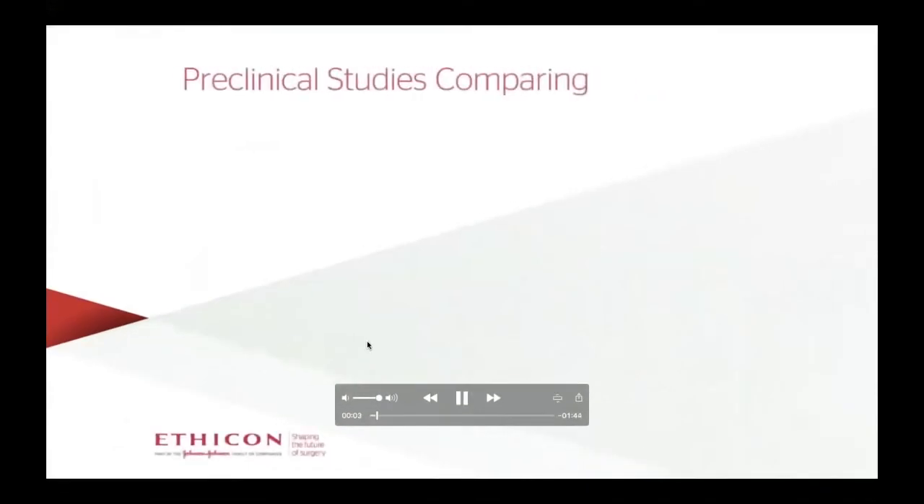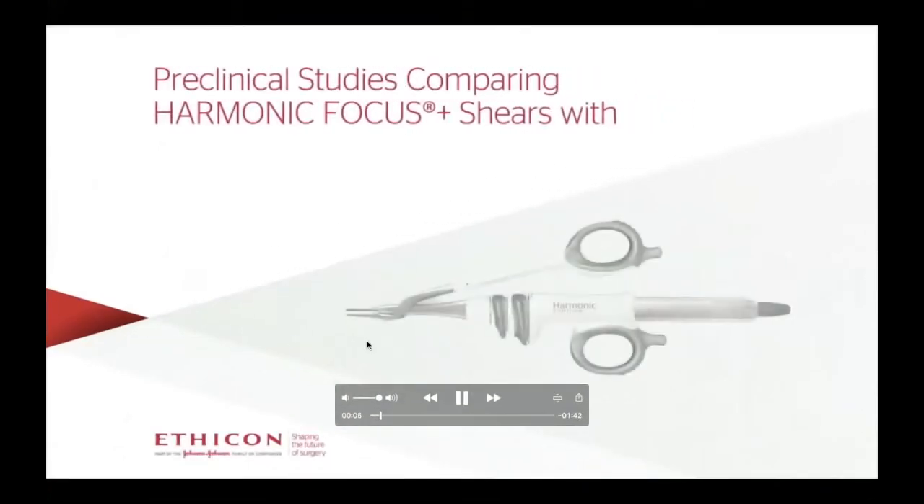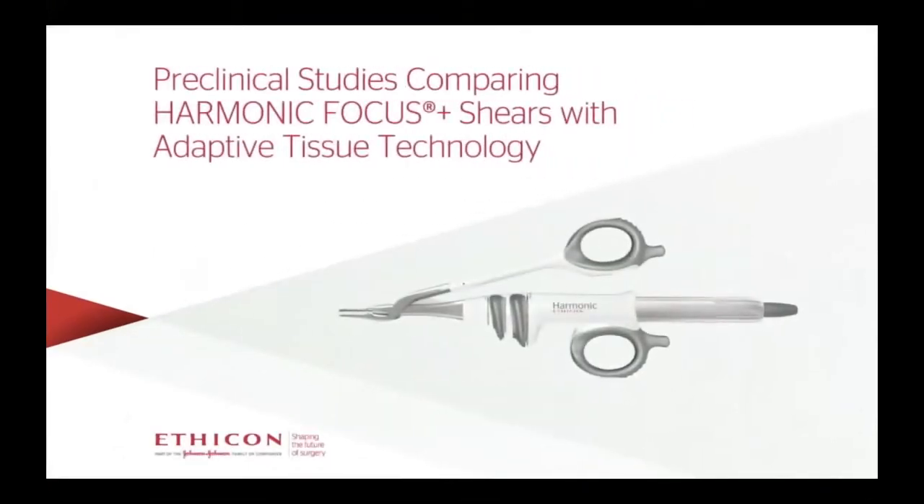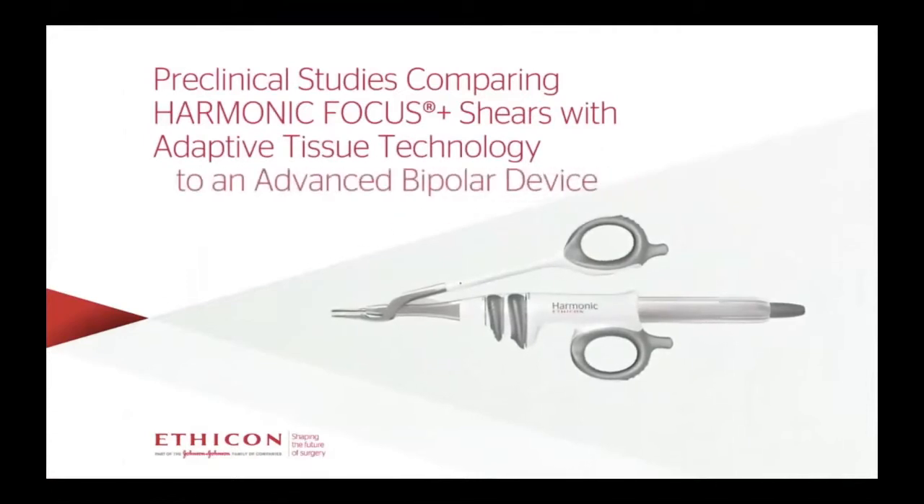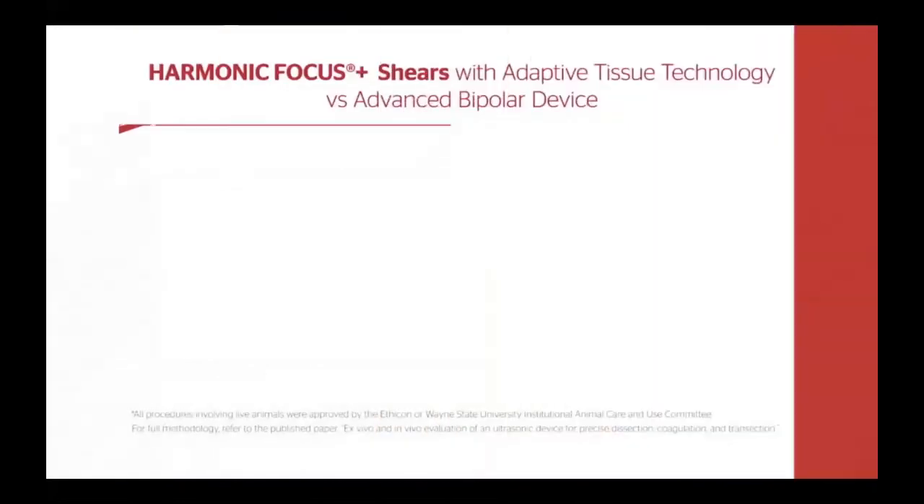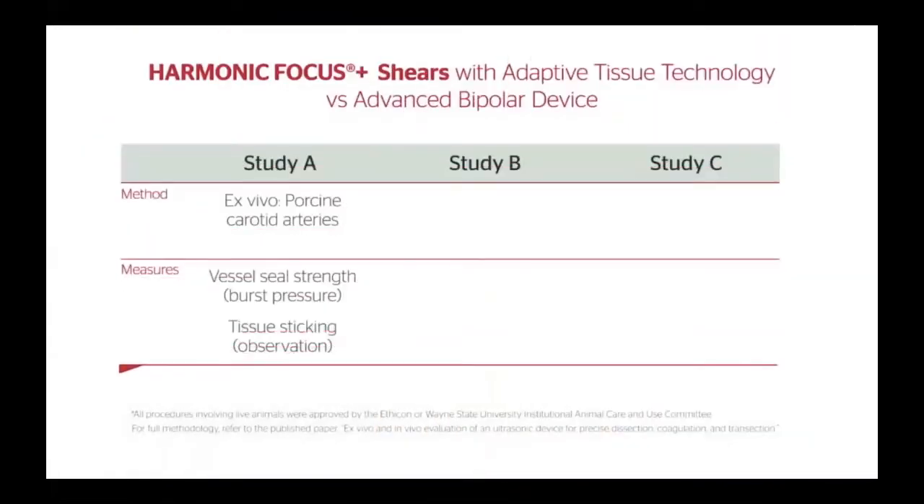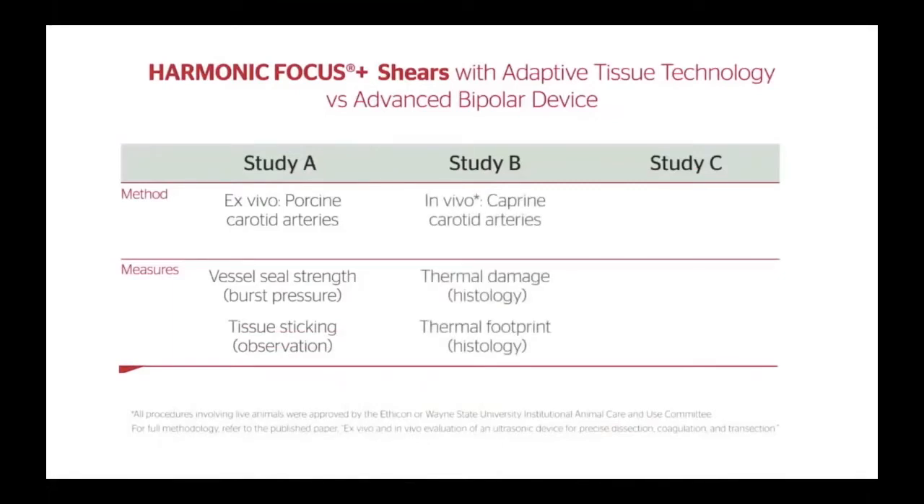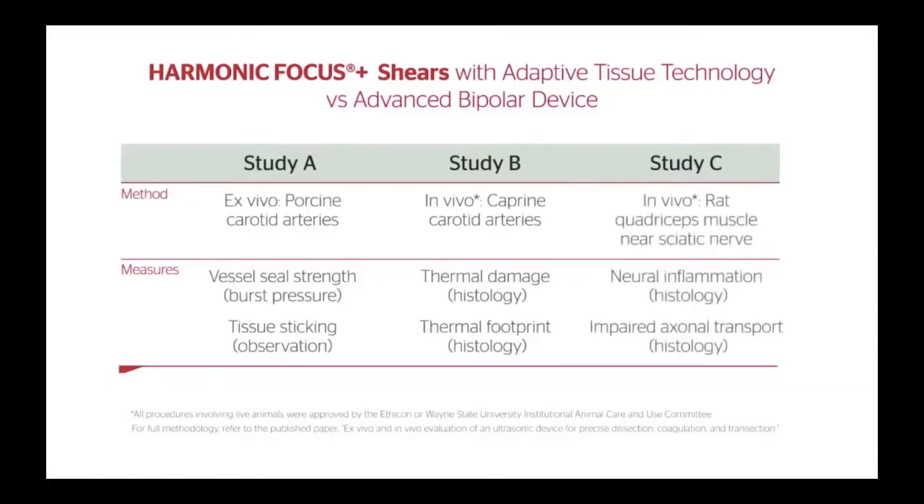A series of preclinical studies compared Harmonic Focus Plus shears with adaptive tissue technology to an advanced bipolar device. Results of 3 of those studies are summarized here. In Study A, vessel seal strength and tissue sticking were addressed. In Study B, thermal damage and thermal footprint were measured. In Study C, neural effects were assessed.